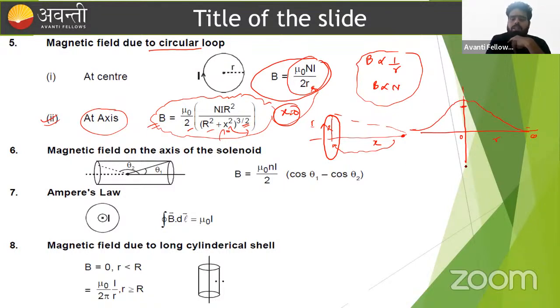This graph is either upward or downward depending upon the direction of the magnetic field, either rightward or leftward. I hope this is clear. This is the variation of magnetic field versus distance for a coil. I hope this is clear.